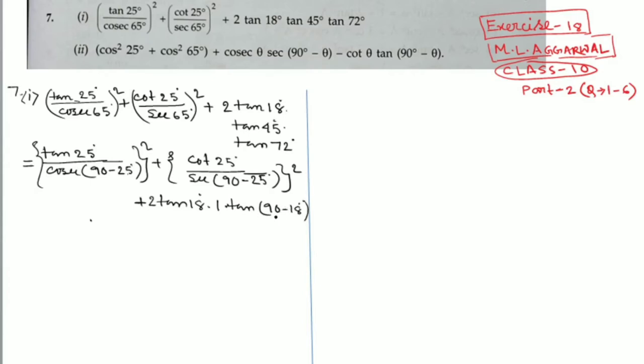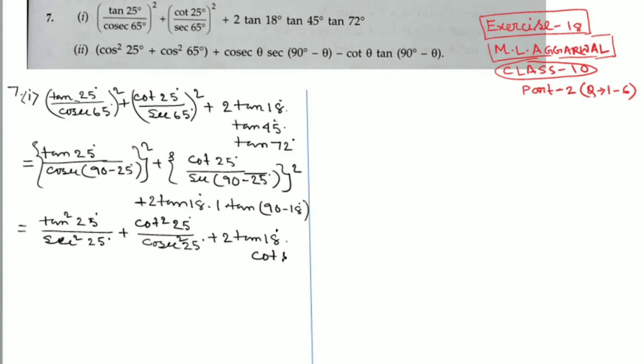Why do we change it? Because tan of 90 degree minus theta means cot theta. Cot theta and tan theta are reciprocal, so it will be crossed out. That is the purpose I convert tan 72 degree into cot 18 degree. Okay, it will be tan square 25 degree divided by, cosec 90 minus theta means sec, so it will be sec square 25 degree, plus it will be cot square 25 degree divided by, sec of 90 minus theta means cosec 25 degree, and here it is squared, so it will be cosec square 25 degree, plus 2 tan 18 into it will be changed into cot 18 degree.